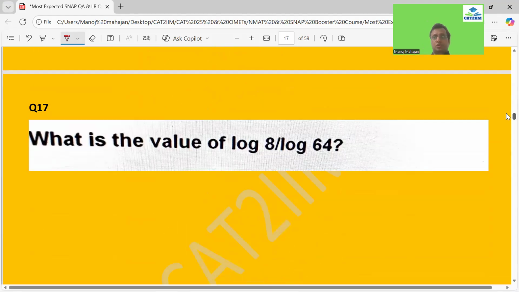Now, such a question you should definitely not leave in the SNAP paper. You should know the basics of log, then only you would be able to do it. So it was log 8. This could be written as what? Log 8 square. So can I write 2 outside? So what do I get over here? It is nothing but 1 by 2. So why would you leave such a question that could be done in less than 30 seconds, right?